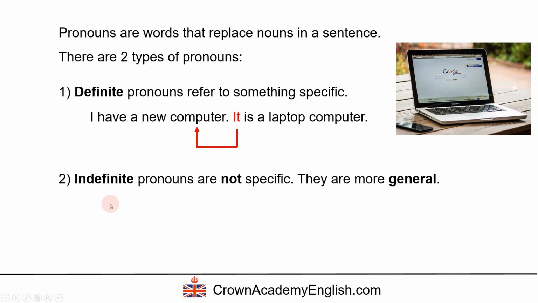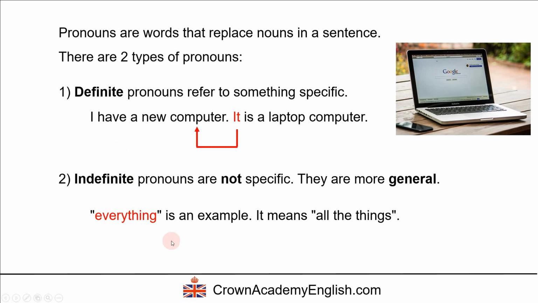And type number two, indefinite pronouns. So this is the opposite. They are not specific. They are more general. And the word everything, this is all one word, everything is an example. And this word means all of the things. All the things or all of the things.